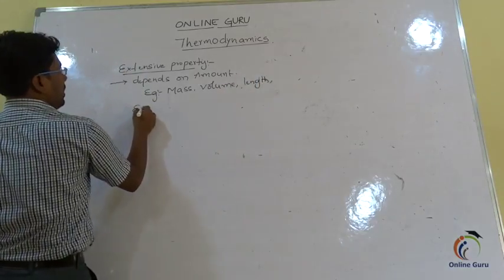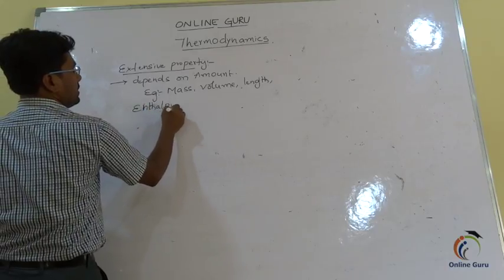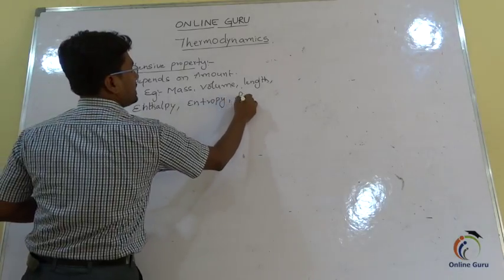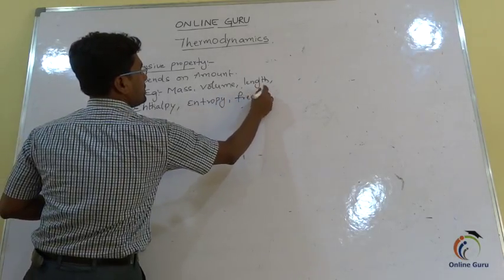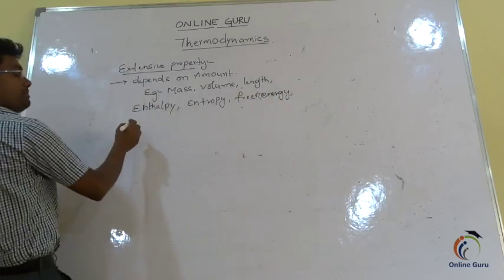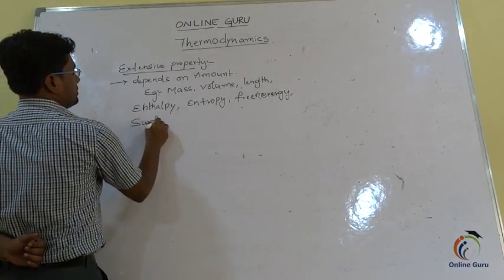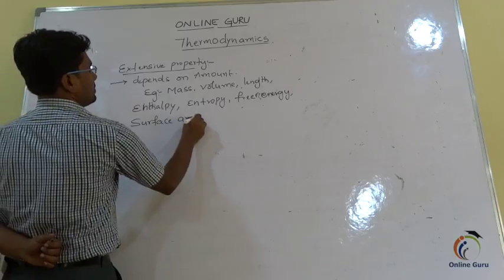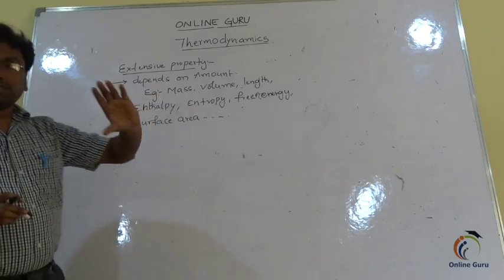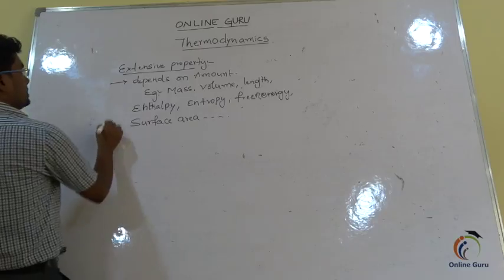and all thermodynamic properties like enthalpy, entropy, and free energy, and surface area. So these are examples of extensive properties, and all these properties depend on the amount or quantity of a substance. So that's why these are called extensive properties.